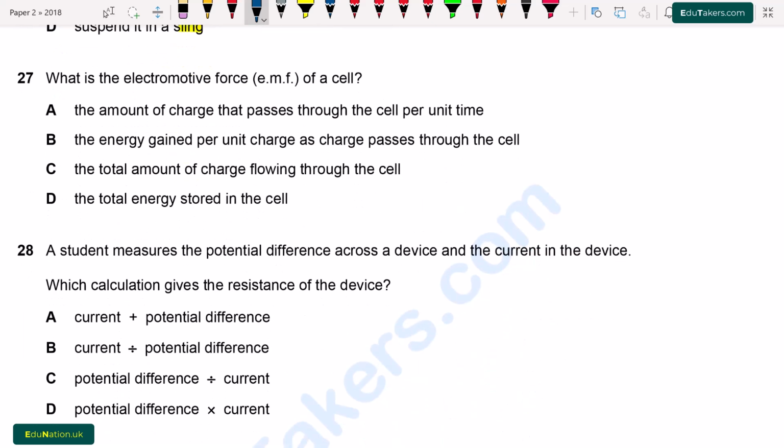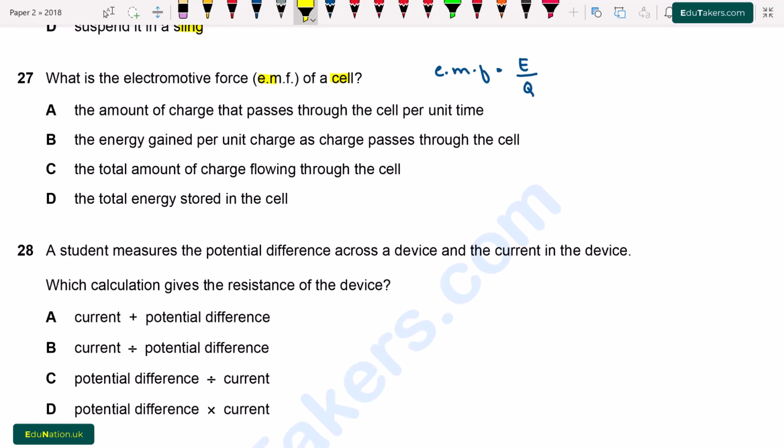Question number 27. What is the electromotive force EMF of the cell? So electromotive force is basically energy over charge. It is the amount of energy gained by the unit charge as the charge passes through the whole cell. Now we see the options.